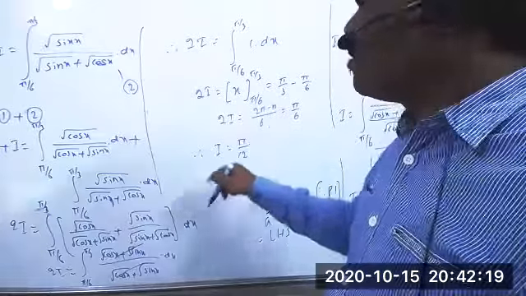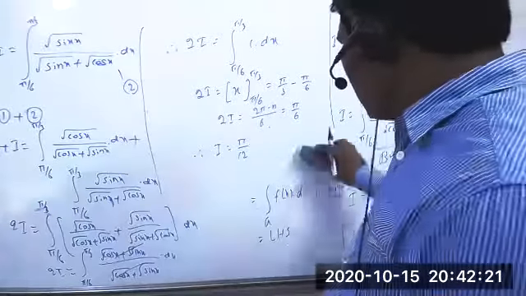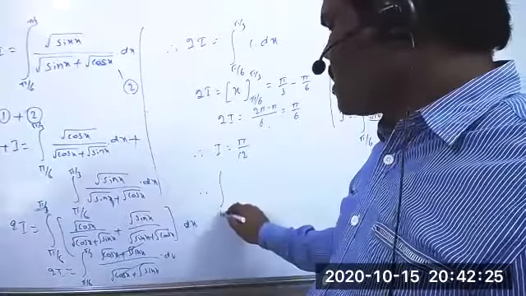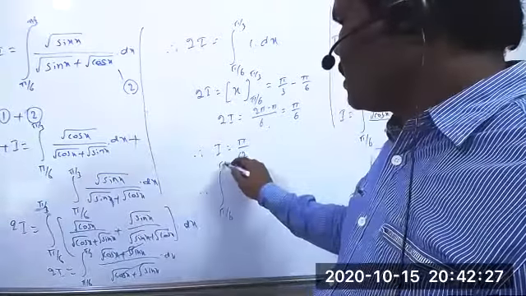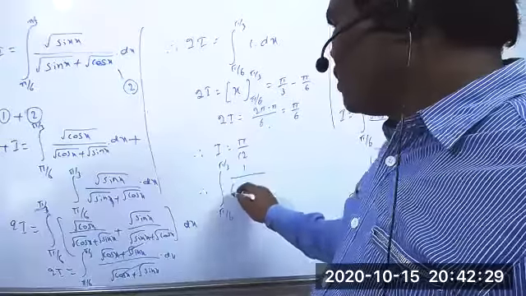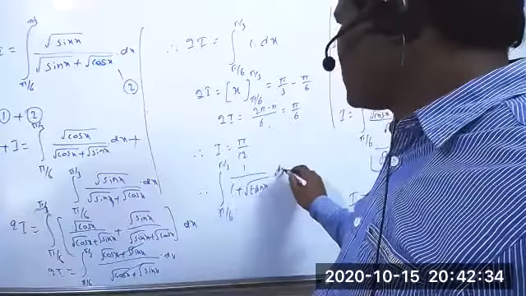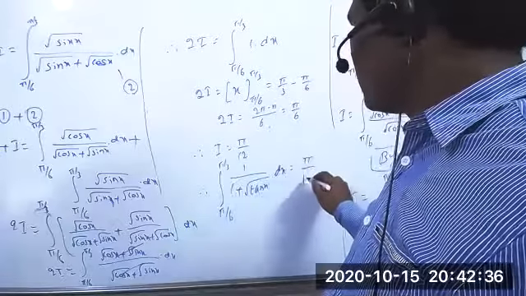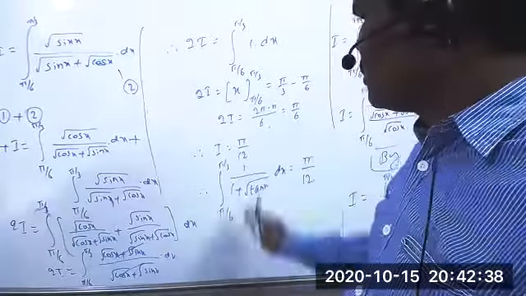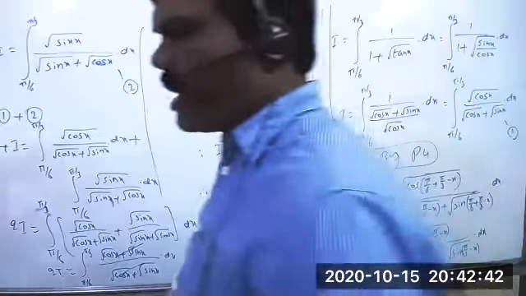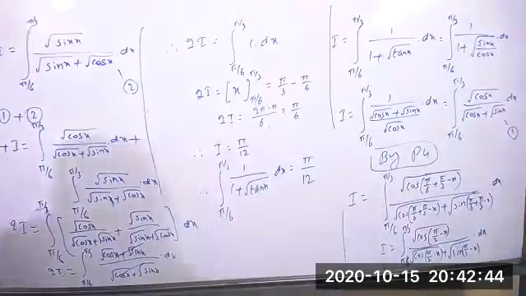Pi by 12. You know what is the meaning of I actually? So therefore, the integration of pi by 6 to pi by 3, 1 by 1 plus root of tan x into dx is equal to pi by 12. That is the answer. Okay, a more important question. It's more important to you. Very easy, nothing is there.